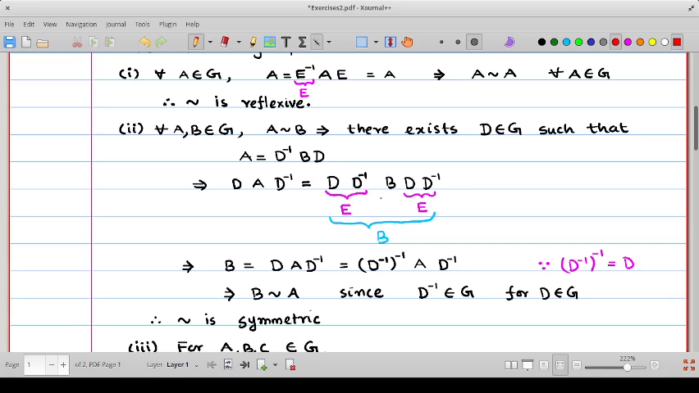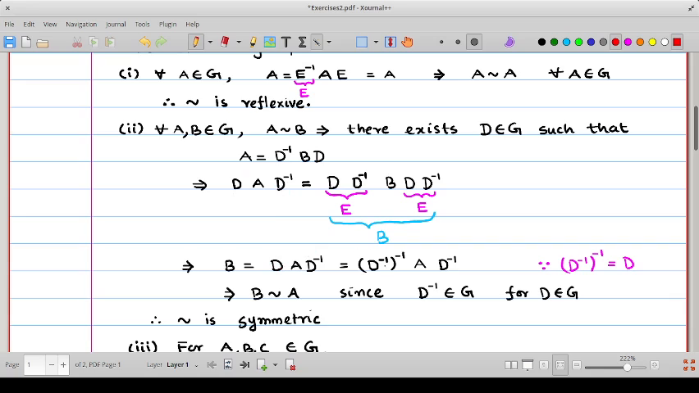Now group multiplication is associative, and therefore I can take first the product of D with D inverse, which is E, and then this D with D inverse, which is again D, and then take the product of B with that. B times E is B, and then take that product with this. So B with E, and that is equal to B. So what we have is B is equal to D A D inverse, because that is what we have on the left hand side.